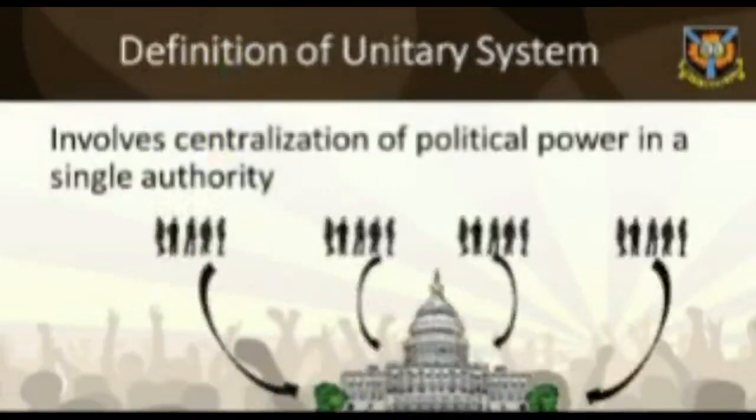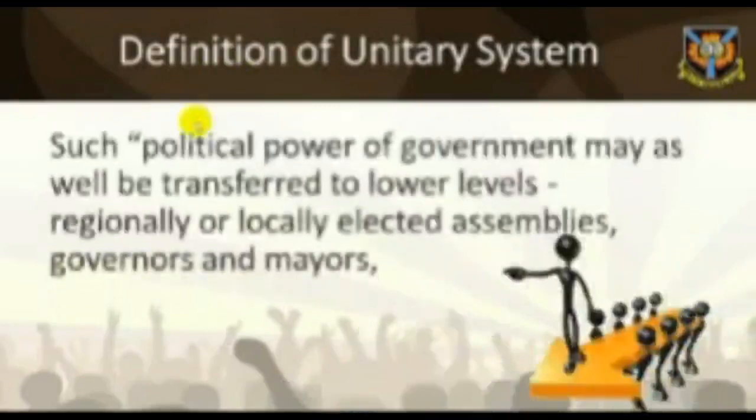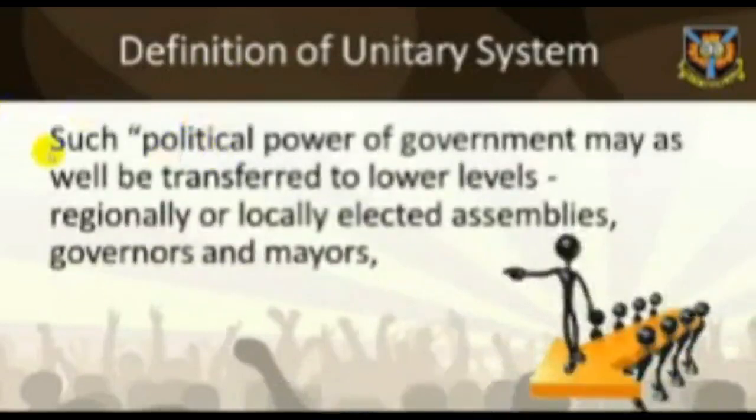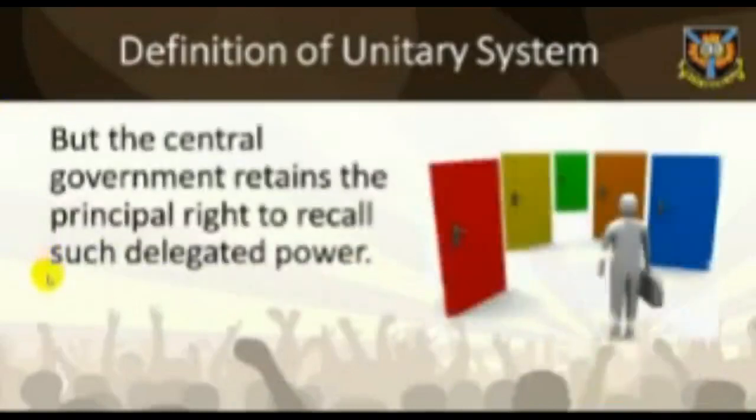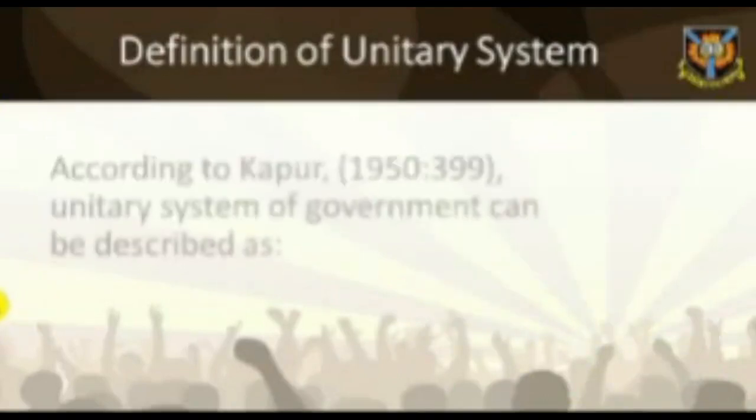Definition of unitary system. Unitary system of government involves centralization of political power in a single authority. Notwithstanding, such political power of government may as well be transferred to lower levels, regionally or locally elected assemblies, governors and mayors, but the central government retains the principal right to recall such delegated power.